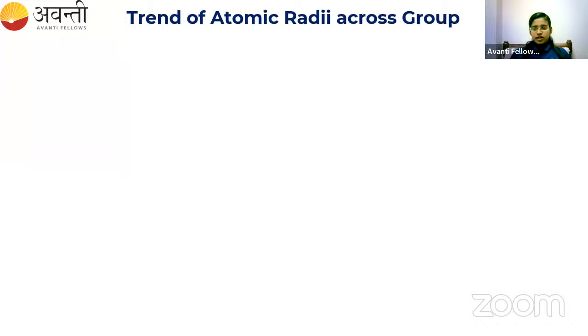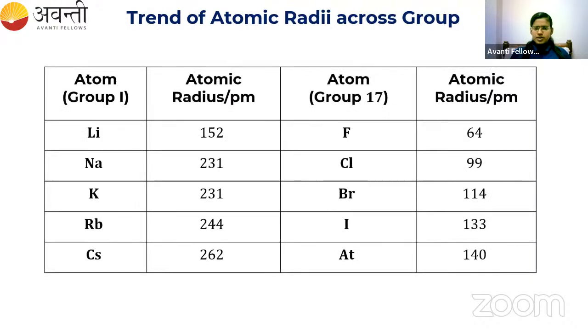So here also I will take two groups. One is group 1 and the other one is group 17. Just observe the values and tell me whether it is increasing or decreasing. Yeah, it is increasing. Along the group, the atomic radius increases. It is not decreasing. It actually increases. Why does it increase?